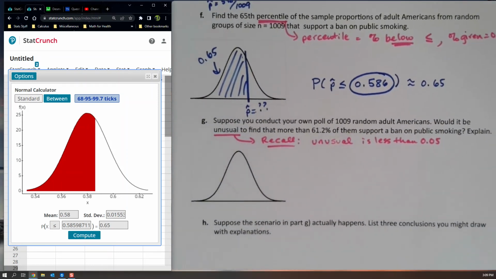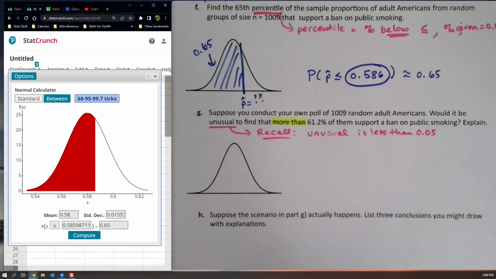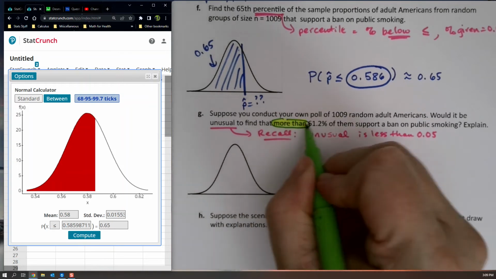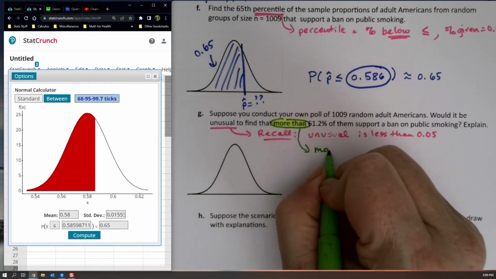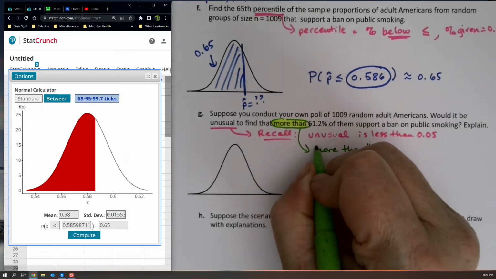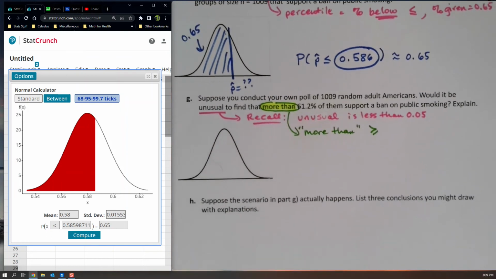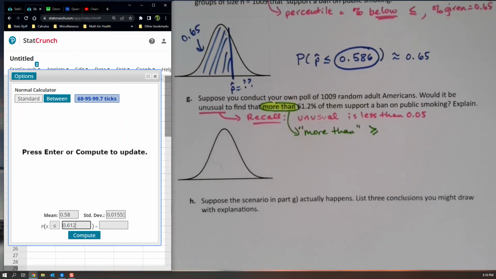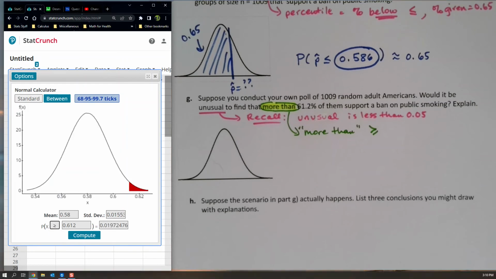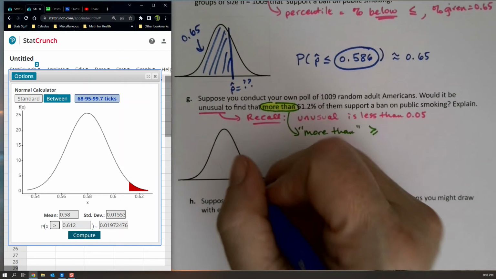Then also notice that it's talking about more than. See that? So that's telling us that we have to go with a greater than. That's the thing with StatCrunch. You have to figure out which direction you're going. All right, so I'm going to put 0.612 in here, but I'm going to switch it to a greater than sign because I want more than. And then it found it for me. There it is, 0.0197.